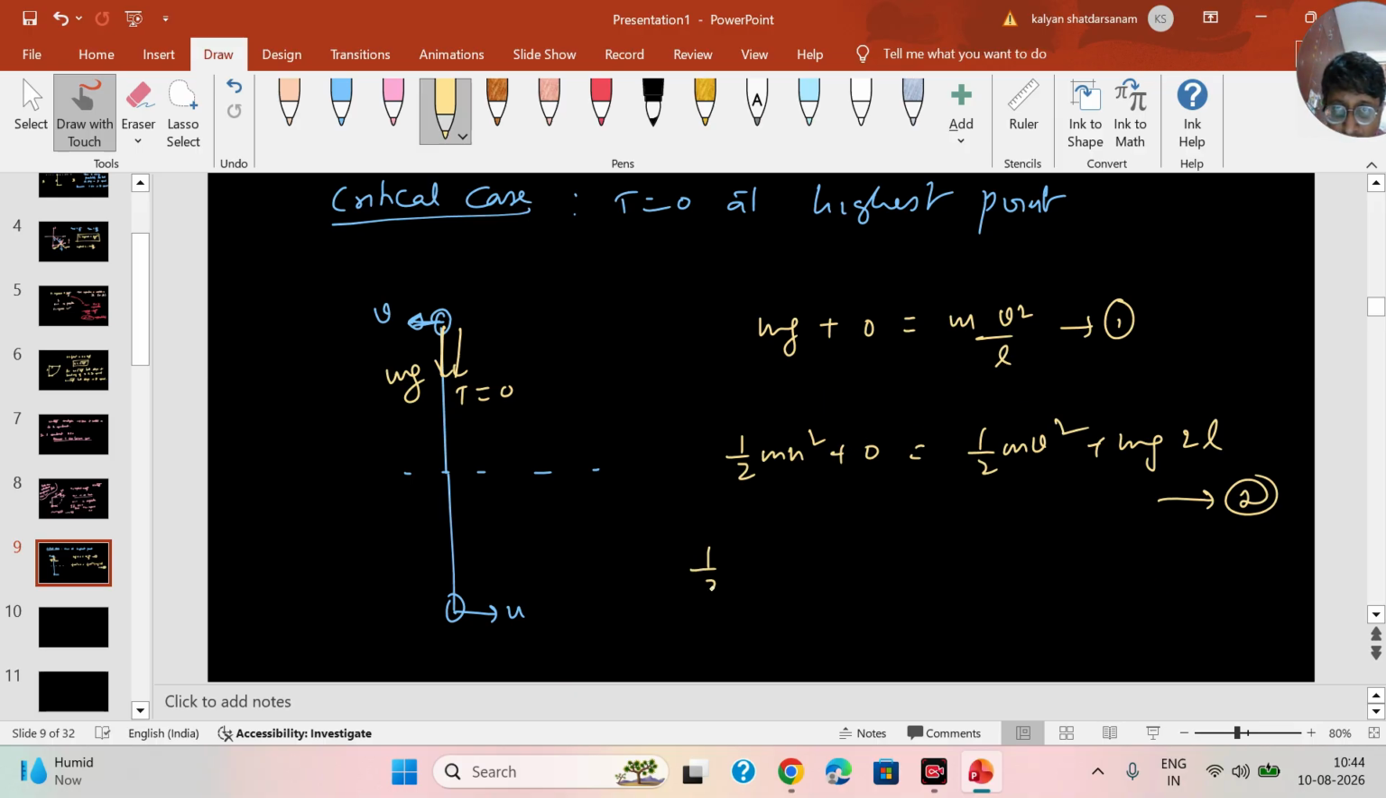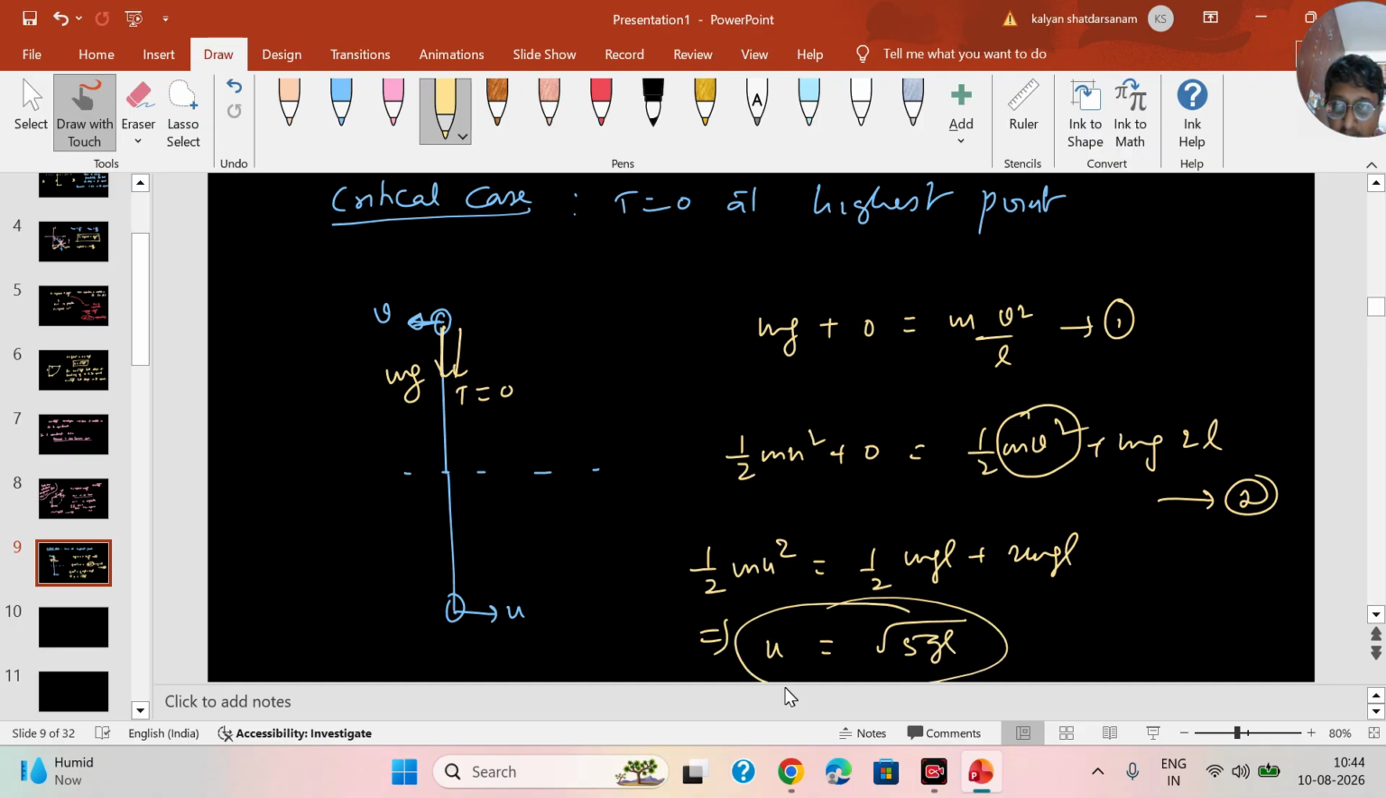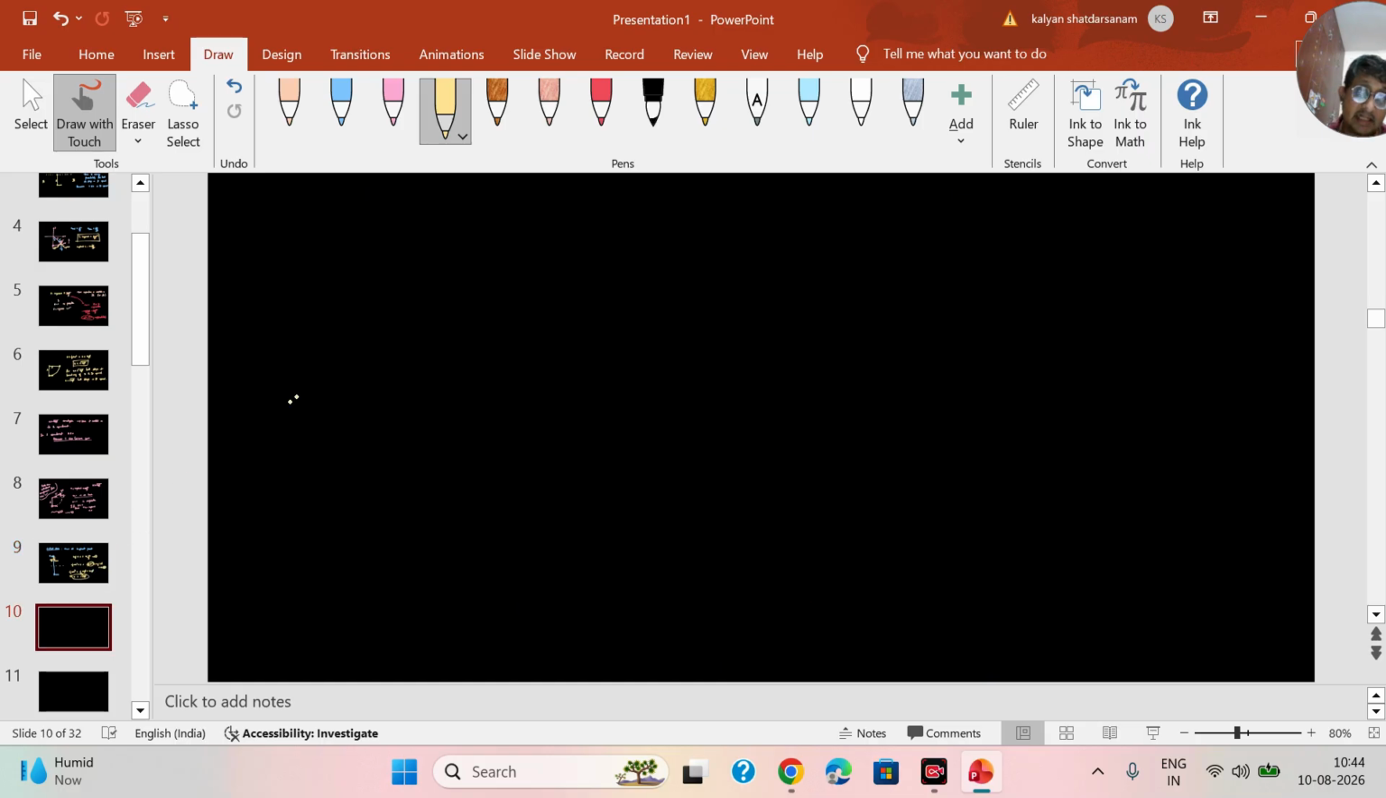So from here, half m u square is half m v square. I'm going to substitute this from the upper equation, which is mgL plus 2mgL. So I get from here u is root 5gL after simplification. You take LCM, you get 5mgL by 2, and when you cancel, you get u is root 5gL. So this is the idea. So if you throw the ball with root 5gL, it completes the circle, but still at the highest point tension is going to 0. So now my complete analysis is clear.